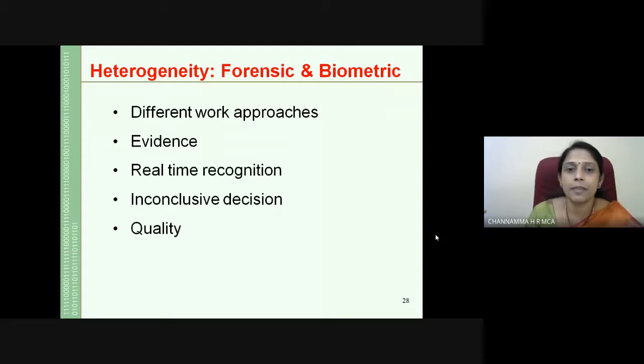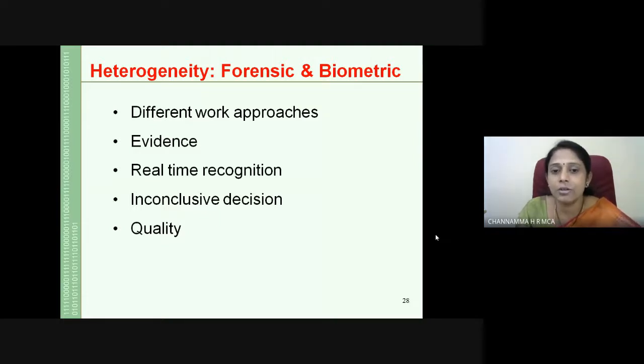And biometrics is real time recognition. Hence computational efficiency is very important. It must recognize and give the result very quickly. In a forensic approach, it is not real time, it is offline, so computational efficiency is not required much.